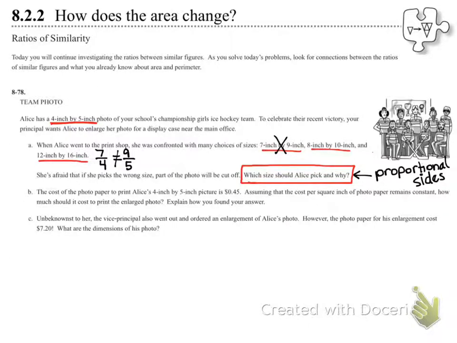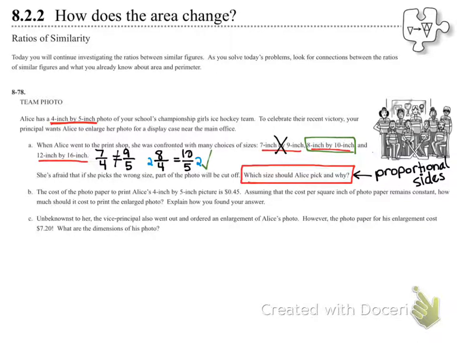Now I'm going to go to the second one. It says 8 by 10. So I'm going to do 8, the smaller number, divided by 4, the smaller number, and want to see if that's proportional to 10 divided by 5. Does that equal? Well, we can see that it does. The left side, 8 over 4, simplifies to 2. The right side, 10 over 5, simplifies to 2 as well. So in this one, the side lengths are proportional. The 8 by 10 choice probably isn't a bad option, but let's check the last one just to be sure.